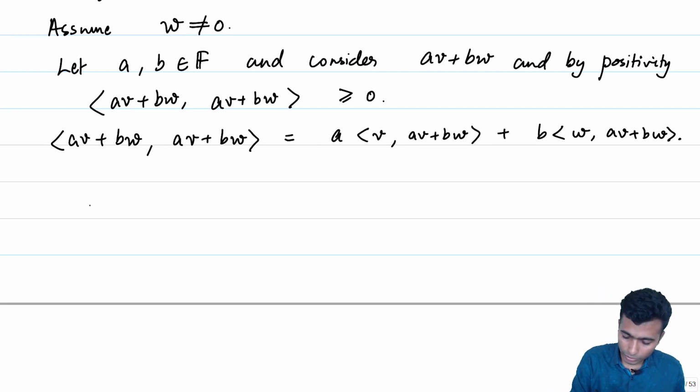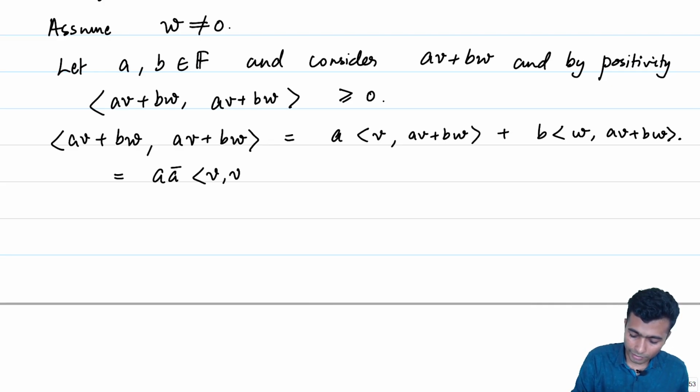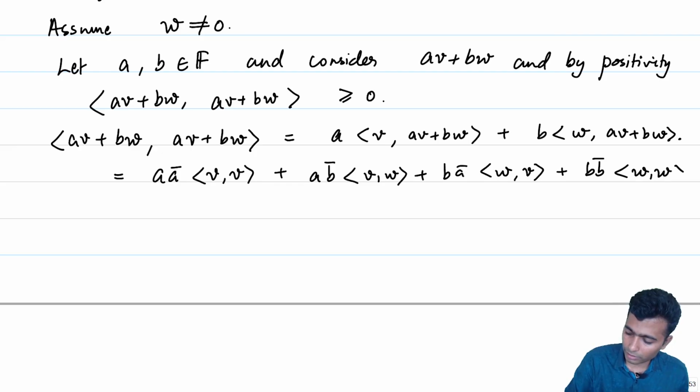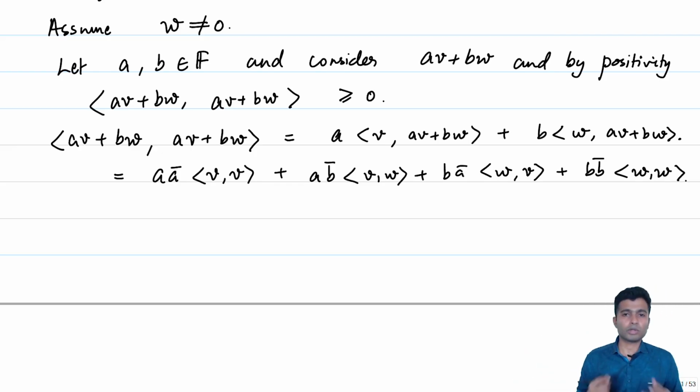And pushing it more, this will just be equal to A bar inner product of V with itself plus B bar inner product of V with W plus BA bar inner product of W with V plus B bar inner product of W with itself. What is the product of a complex number with its conjugate? This is just mod A square.